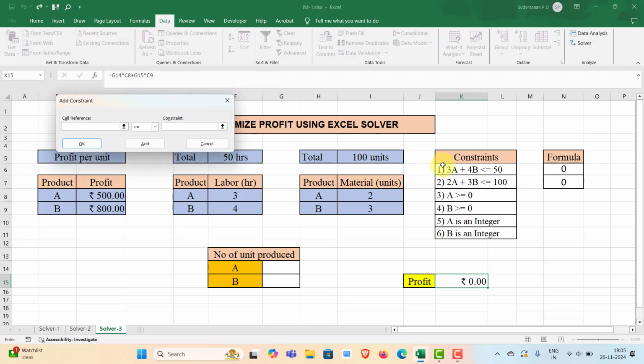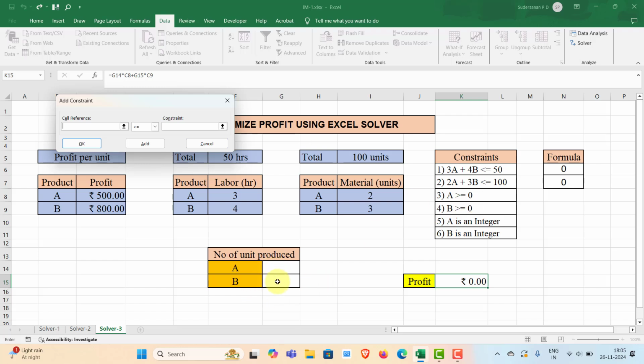So adding first constraint is this formula. So I'll select from here that formula, less than or equal to, it's already less than or equal to, it should be 50. So I have written this 3A plus 4B less than or equal to 50. You can add that, and then next is 2A plus 3B, that is here, less than or equal to, that should be 100, less than or equal to 100. Then next we have A greater than or equal to 0 and B greater than or equal to 0.